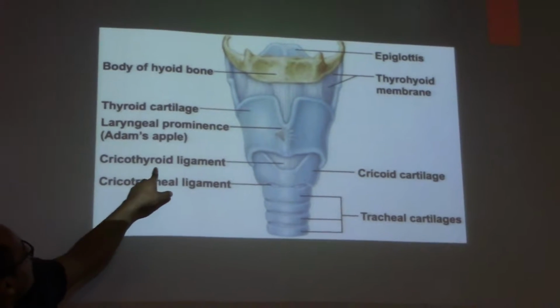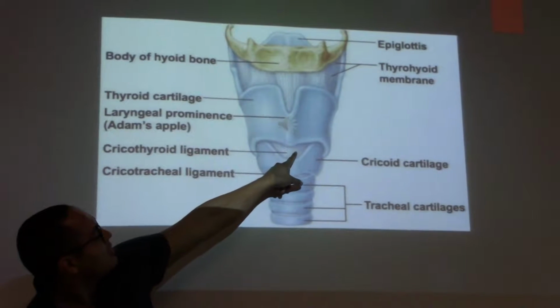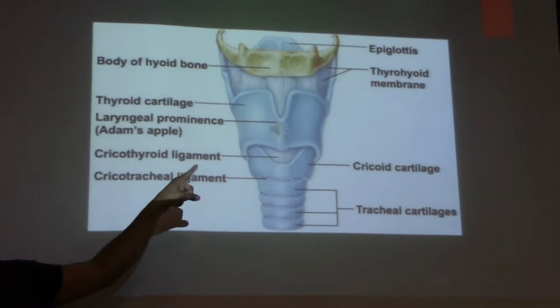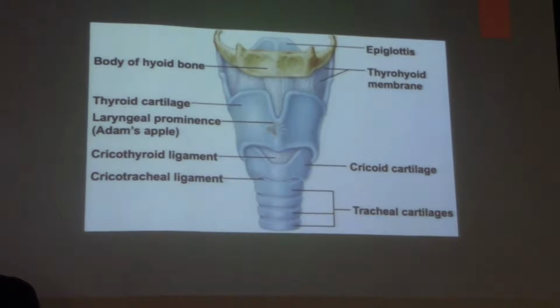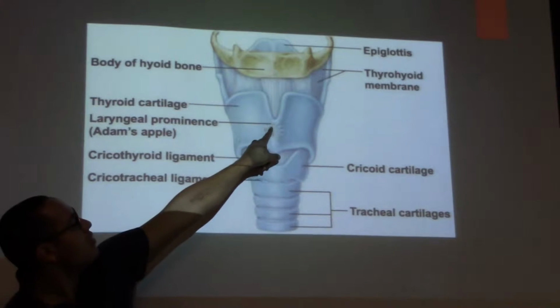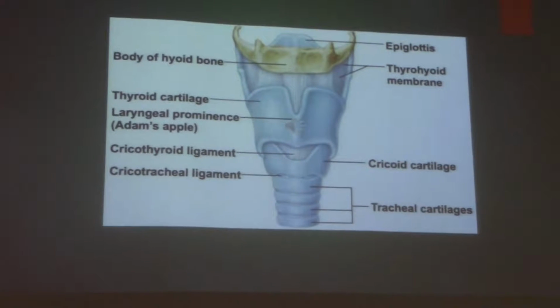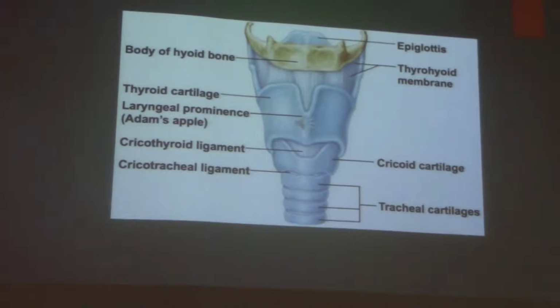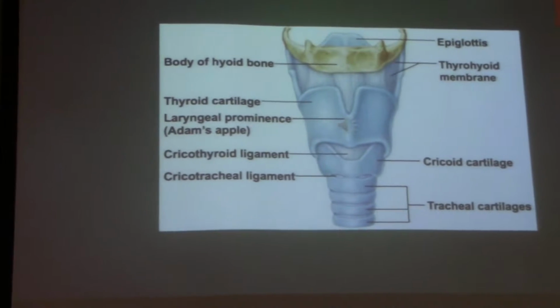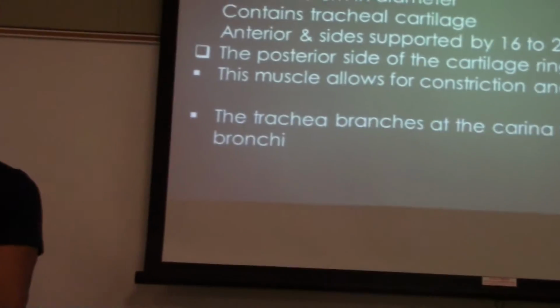And here, the cricothyroid ligament. This is the ligament you cut when you do a tracheotomy. So you palpate the Adam's apple, and you feel a little cushy thing below your throat, below the Adam's apple. That's where you make the incision and put the tube in. All right.